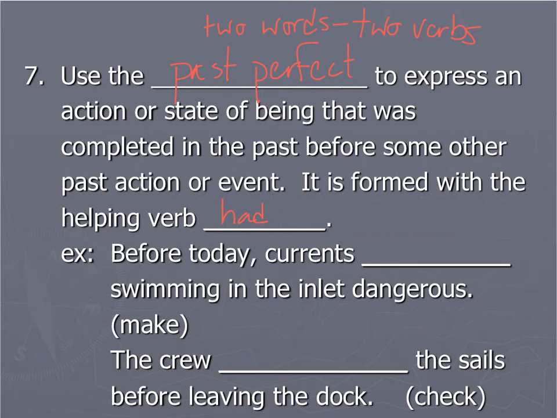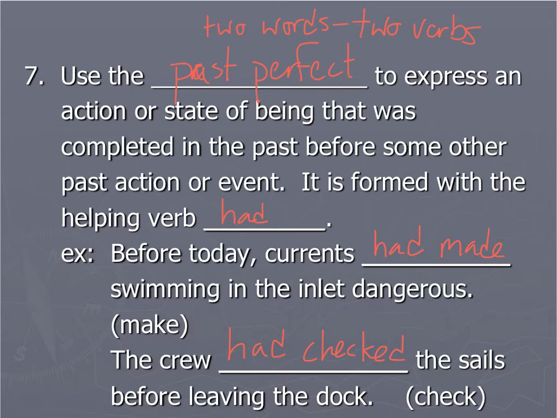So we want to take make and put it in the past perfect. So we need had, and then we need its past participle form, which is had made. So before today, currents had made swimming in the inlet dangerous. And then we need check in the past perfect. So again, had checked. So the crew had checked the sails before leaving the dock. All right, so present perfect is has or have and the past participle form. The past perfect is had with the past participle form.